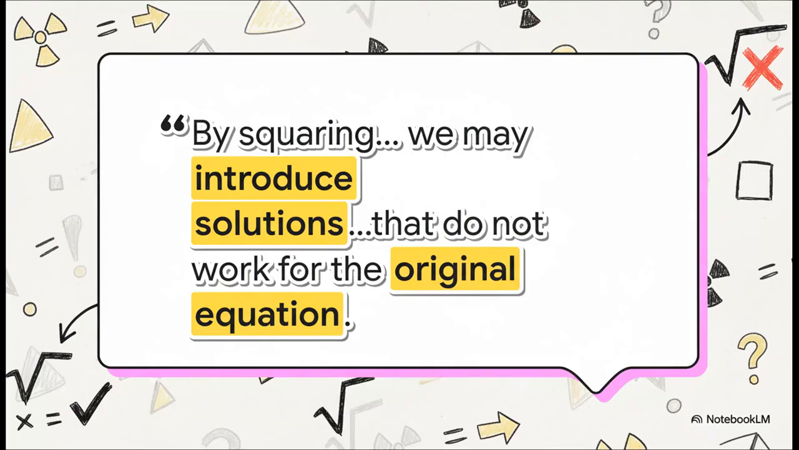So where do these fake answers even come from? This quote here explains it perfectly. The act of squaring both sides, that's the culprit. Just think about it for a second. The simple equation x equals 2 has only one solution, right? It's 2. But if you square both sides, you get x squared equals 4. Suddenly, that new equation has 2 solutions, 2 and -2. That squaring step can literally create an answer out of thin air that wasn't part of the original problem.